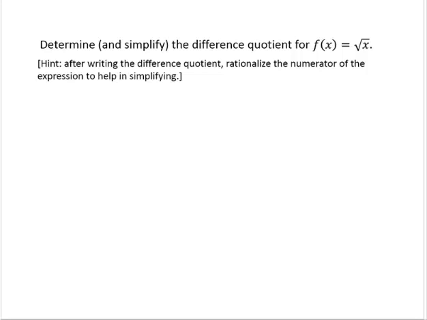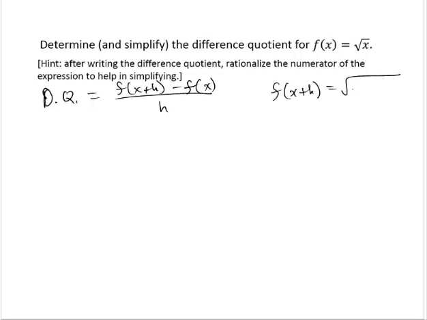Determine and simplify the difference quotient for f of x equals the square root of x. So recall that the difference quotient can be defined as f of x plus h minus f of x over h. For our given function, f of x plus h would simply be the square root of x plus h. So then our difference quotient would be equal to the square root of x plus h minus the square root of x over h. So there's the difference quotient.